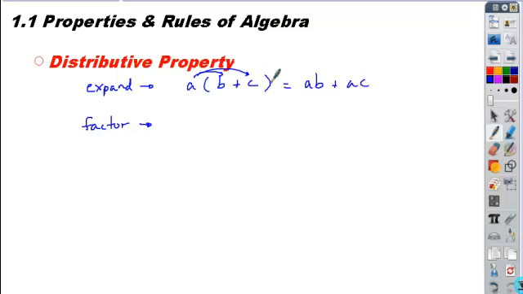We can also use it to go in the reverse direction. If we have an expanded expression and we notice that there is a common multiple in each term of your expression, you can factor that out using the distributive property. So here, each of these terms has a common factor of x. When we take it out, we're left with a y plus a z. And so that's an example of the distributive property.